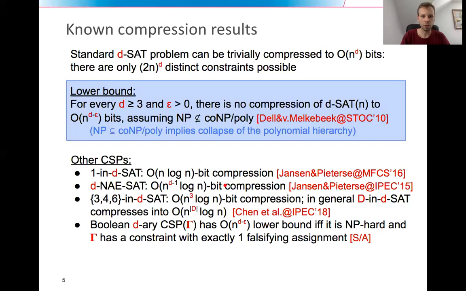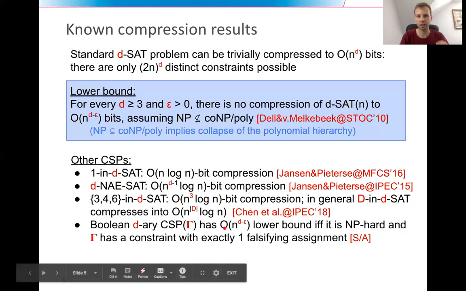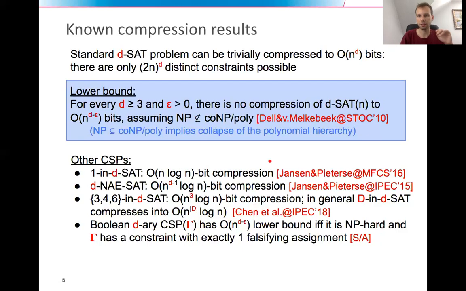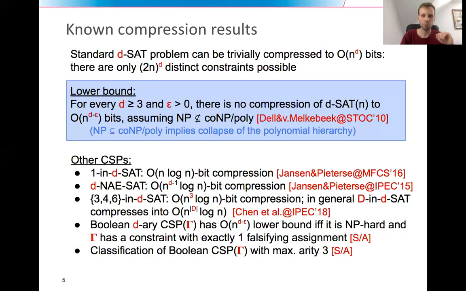Also, we know what the hardest d-ary Boolean CSPs are, so that there is the same lower bound as for d-SAT, and these are the CSPs that have a constraint with exactly one falsifying assignment, the same as for d-SAT. There is also a full classification of Boolean CSP with max arity 3, but there is no general classification yet.